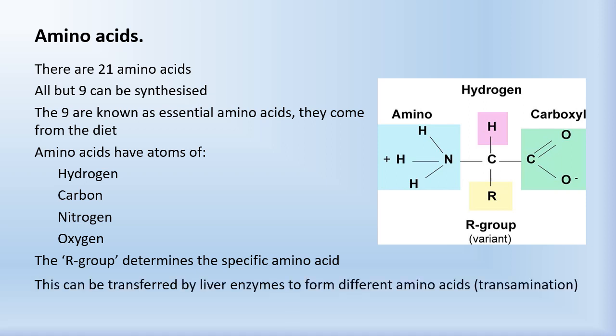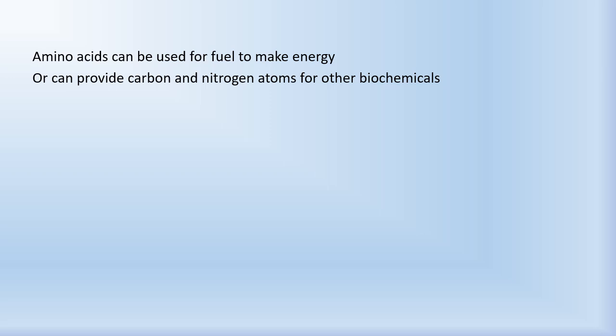The R group can be transferred, and this is done by liver enzymes, and this will create different amino acids. The process is called transamination. Amino acids can be used like lipids and like glucose to make energy. Or they can be a source of carbon or nitrogen atoms for other biochemicals. Most of all, they form complex proteins, and they're bound together during a process known as protein synthesis that we'll talk about within the module.